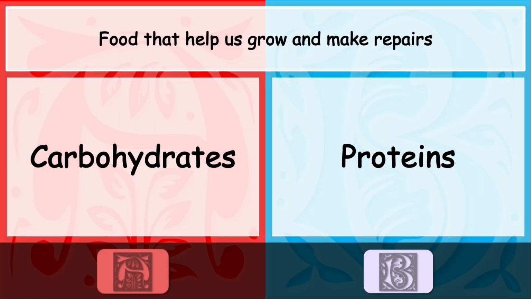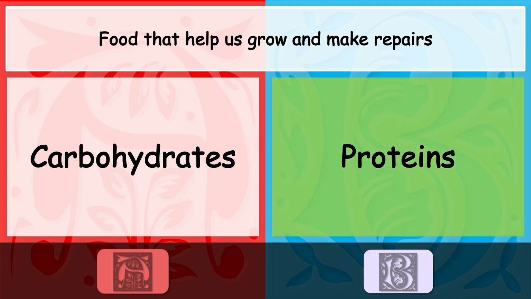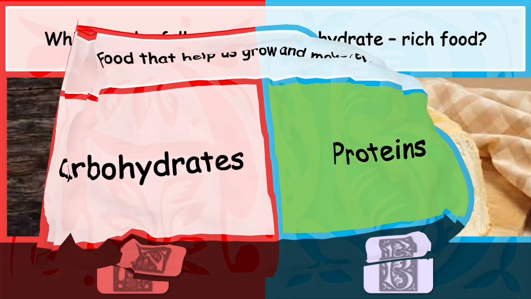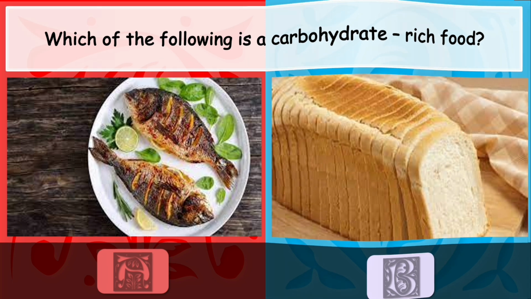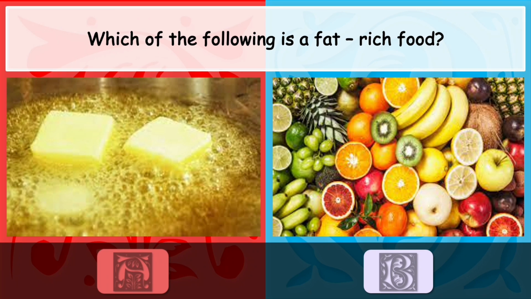Now, next one is the food that helps us grow and make repairs. Is it A, carbohydrates, or B, proteins? B, proteins. Excellent! Now, which of the following is carbohydrate-rich food? Is it A, the fish, or B, the bread? B, the bread. Great! Which of the following is a fat-rich food? Is it A, butter, or B, fruits and vegetables? A, butter. Okay.